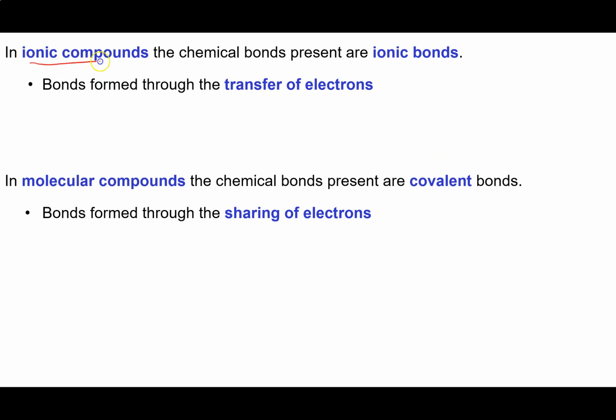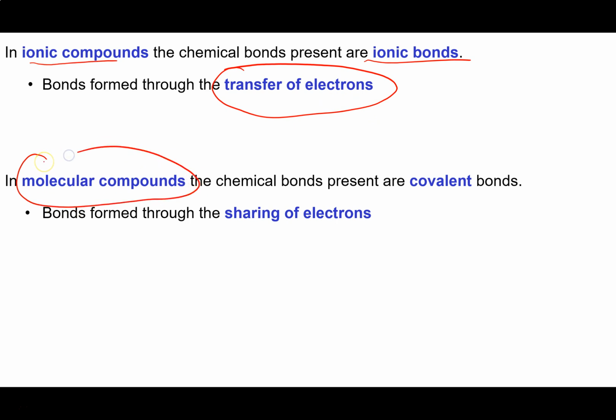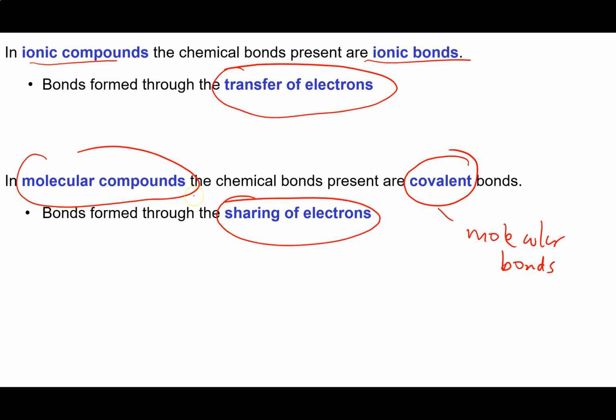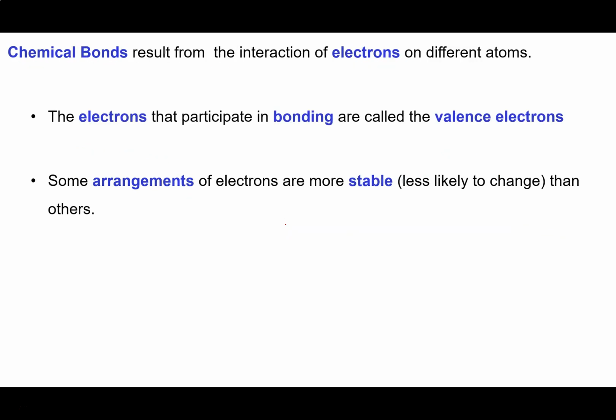The type of bonding that we find in ionic compounds is called ionic bonding, and this is formed through the transfer of electrons. And again, remember, the electrons that are transferred and involved in bonding are those on the outer edge of the atom. In molecular compounds, the type of bonding that's present is covalent bonds, also referred to as molecular bonds, and these are bonds formed through the sharing of electrons. So we have 2 different ways in which chemical bonds are formed: transferring electrons and sharing electrons.